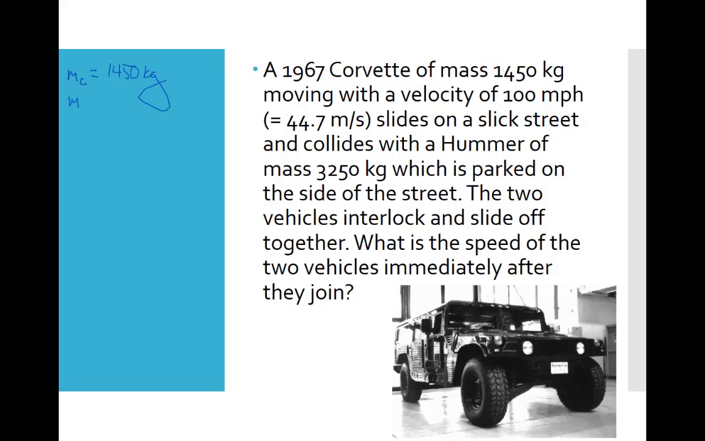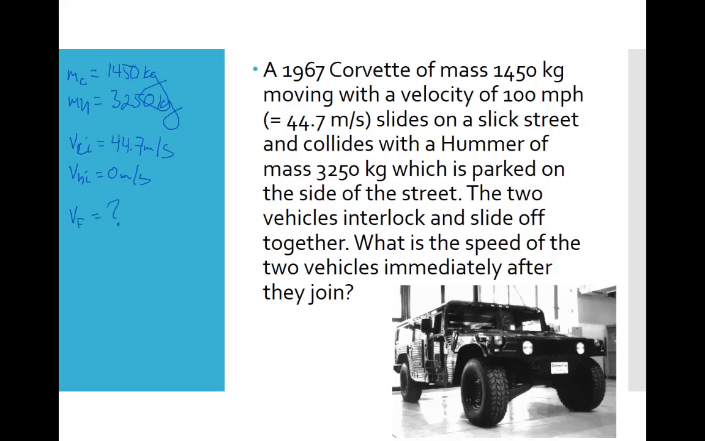We have the mass of the Humvee, which is going to be 3250 kilograms. We have our velocity initial, VCI, velocity of Corvette initial, is 44.7 meters per second. And we have the velocity of the Humvee initial, 0 meters per second. So what we want to know is the velocity final for the two combined afterwards.